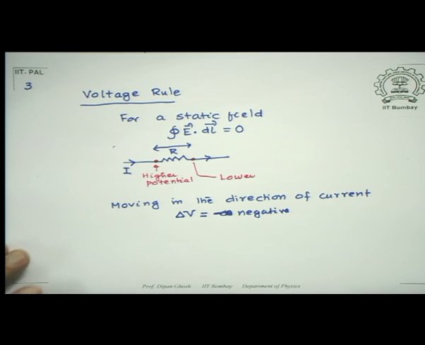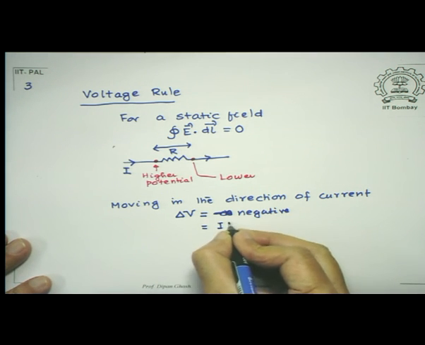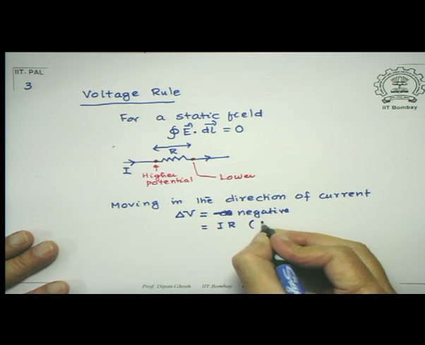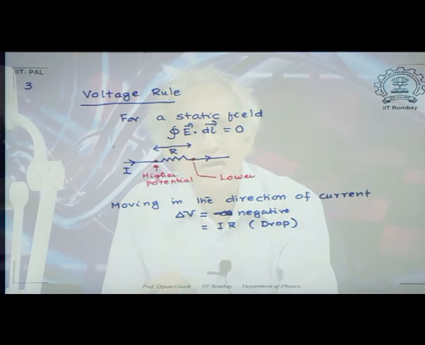And how much is this? This is simply equal to IR. So the drop is IR. So this is a drop. Now since it's a drop, when you write it down in an equation, you would put a minus sign in front of it. We'll work this out.